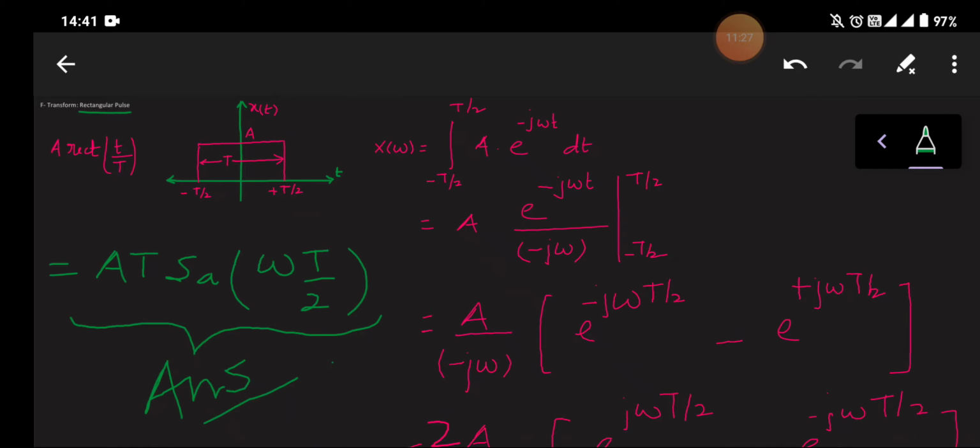In the next lecture we will cover two more important properties related to Fourier transform and some of the important Fourier transform functions. Like we have calculated the Fourier transform for a rectangular pulse, we will calculate for cosine and sine functions too. Thank you.